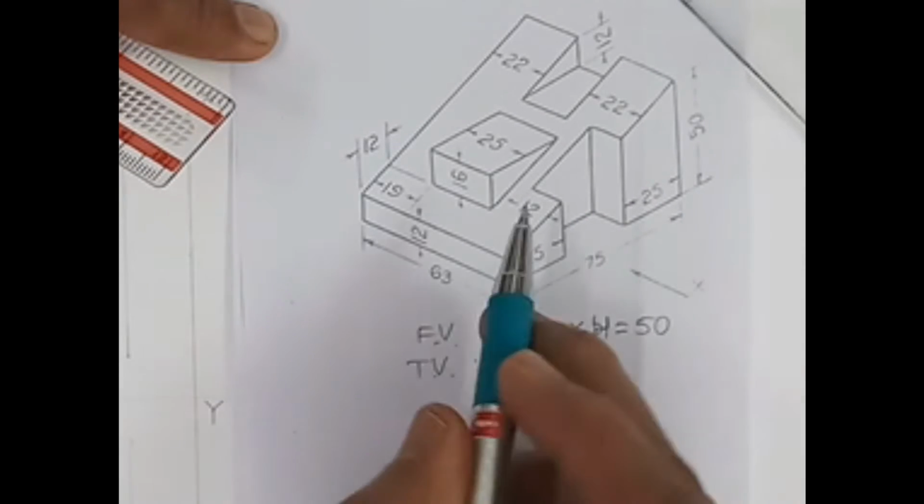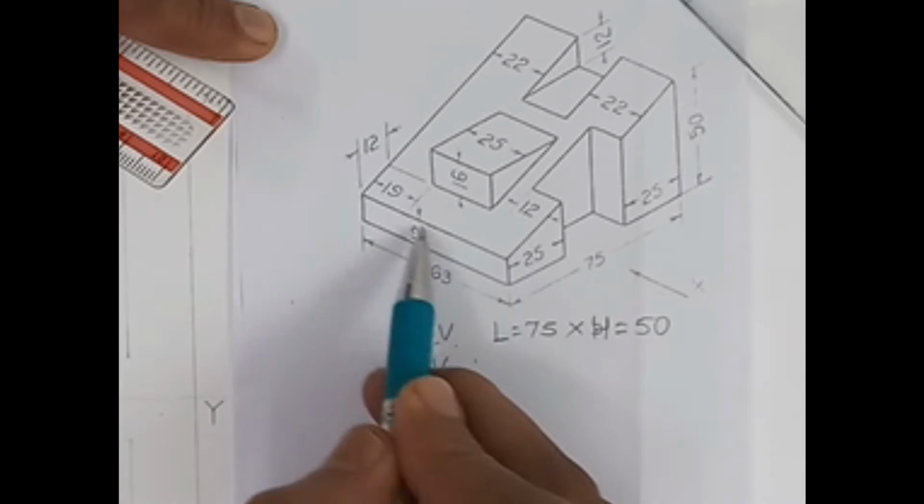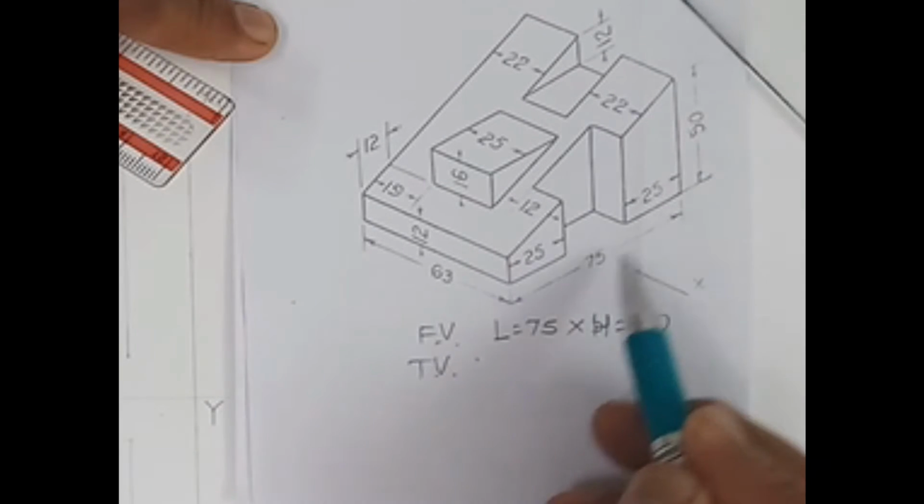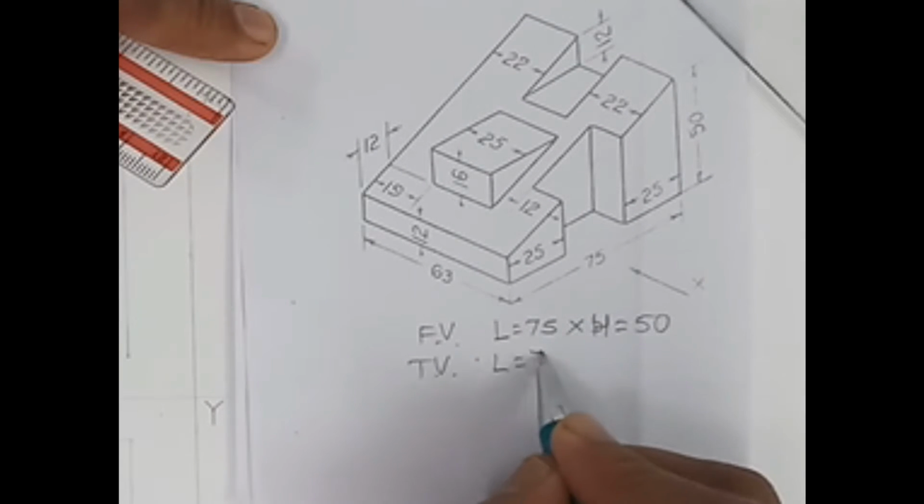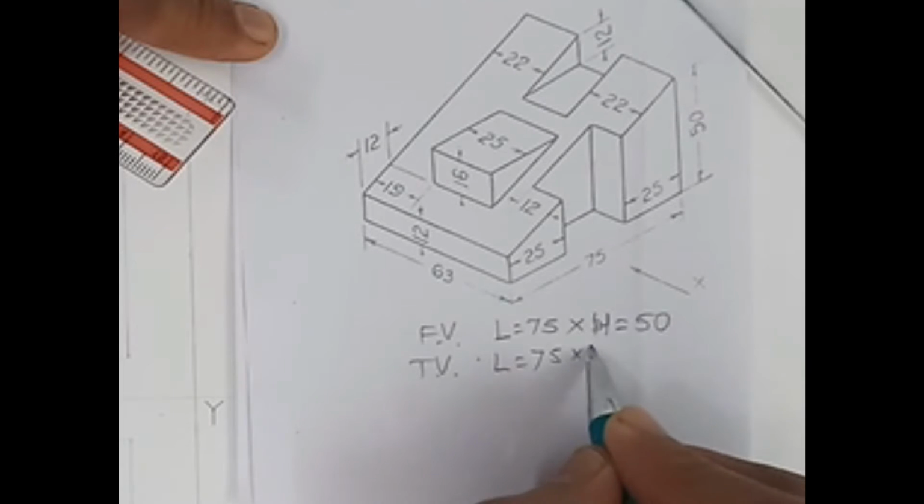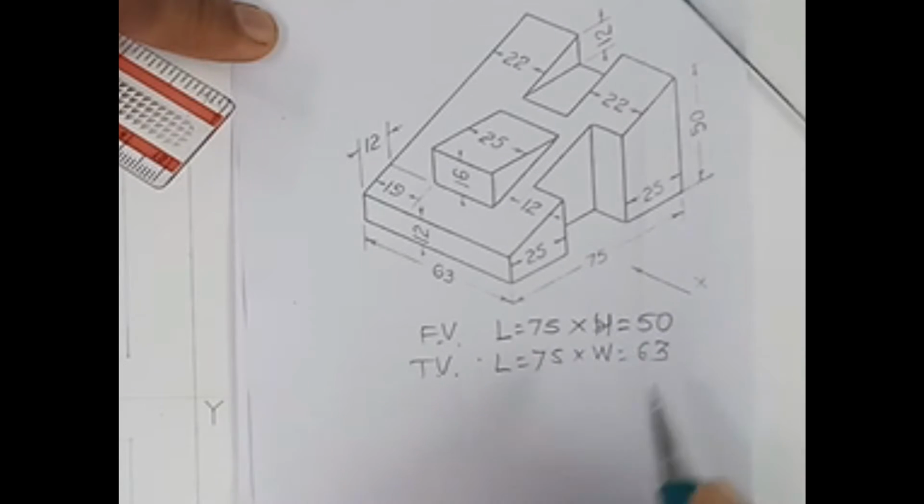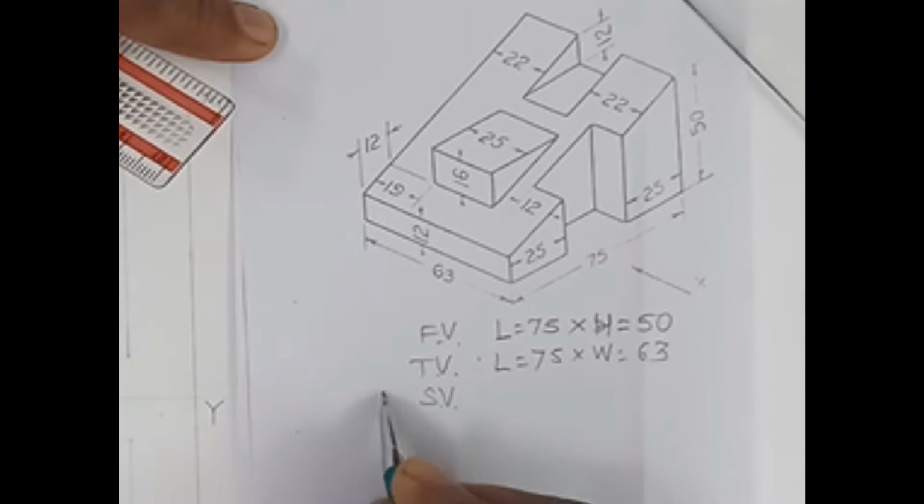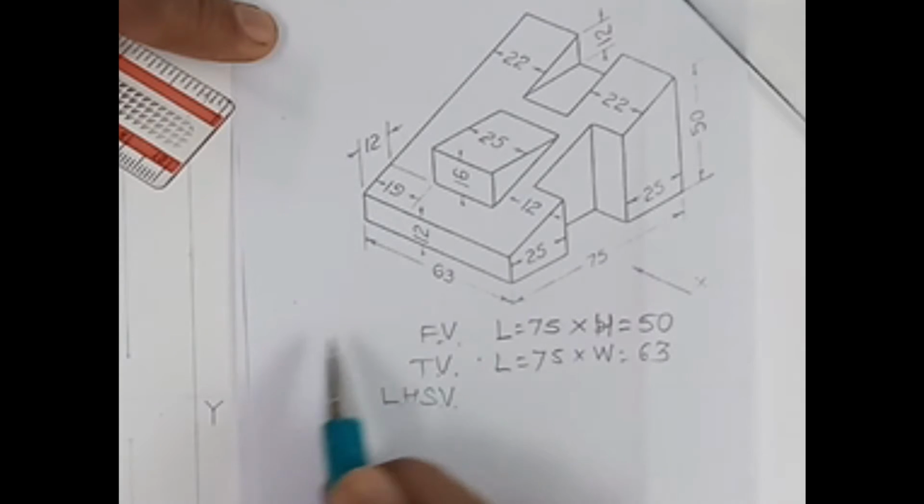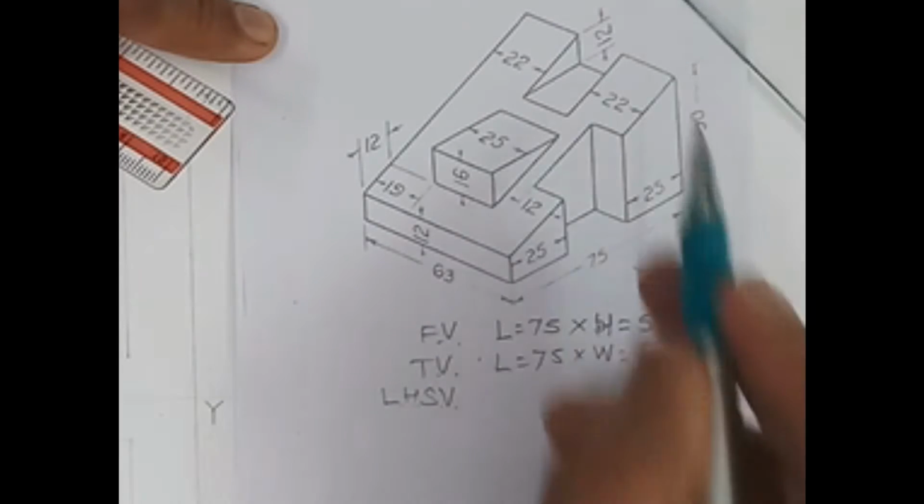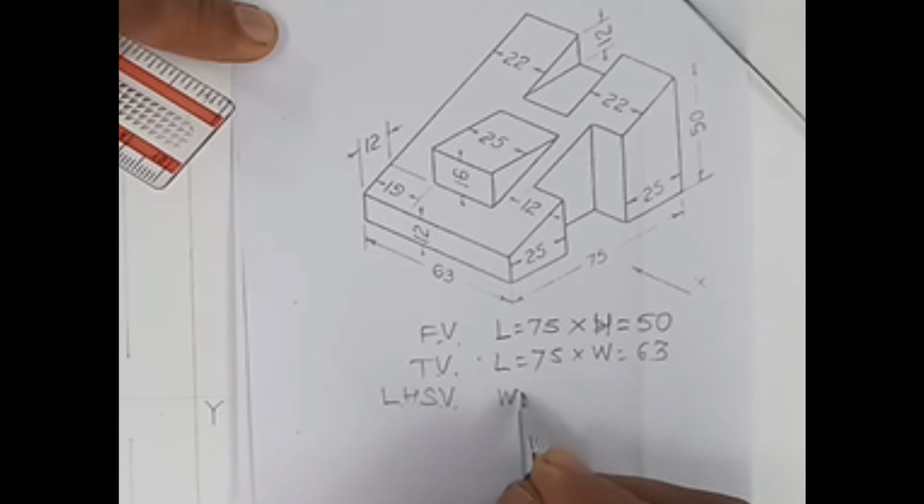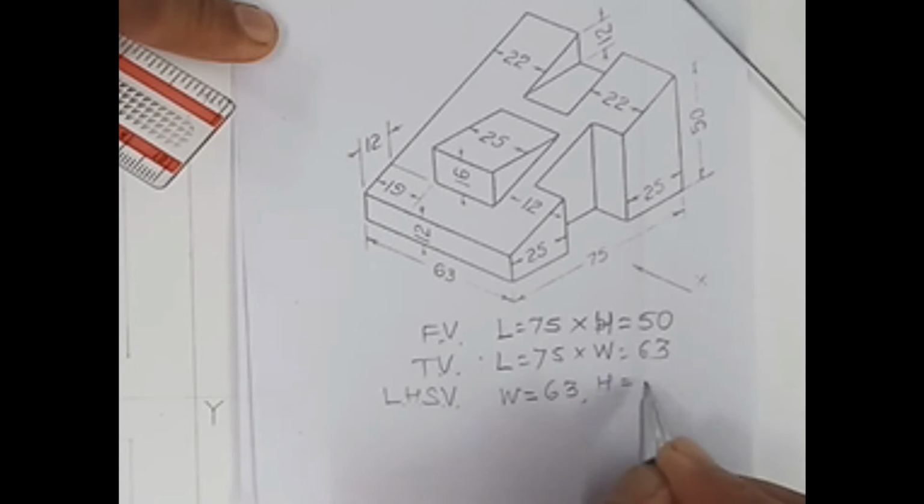For the top view, as we see here, this dimension will be seen, that is 63, and another dimension 75. So for the top view, length is 75 and width is 63. And for the side view, rather the left hand side view, as we see, this 63 will be seen and height 50 will be seen. So width is equal to 63 and height is equal to 50.